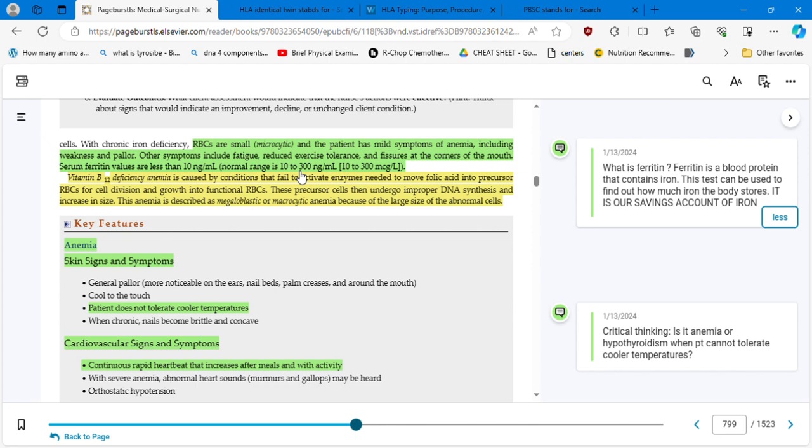Vitamin B12 deficiency anemia is caused by conditions that fail to activate enzymes needed to move folic acid into precursor RBC for cell division and growth into functional RBCs. These precursor cells then undergo improper DNA synthesis and increase in size. That's why they are called megaloblastic, because they are big. This anemia is described as megaloblastic or macrocytic anemia because of the large size of the abnormal cells.